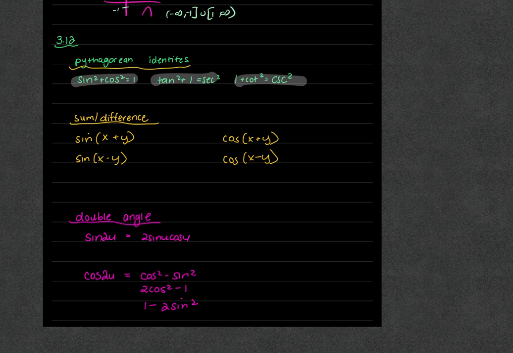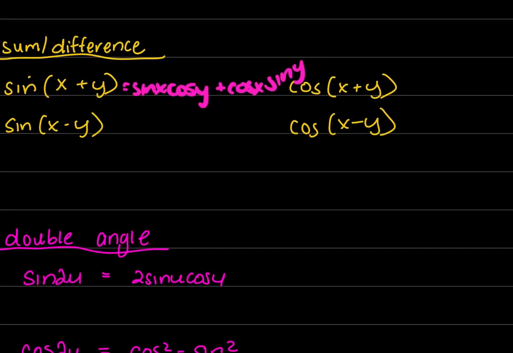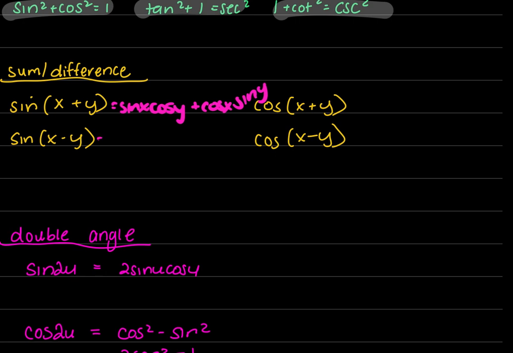So the pattern for sine is what? Sine, cosine, cosine, sine. So this would be sine of x, cosine of y. And the sign stays the same. Cosine of x, sine of y. So the sine of x minus y is sine of x, cosine y, minus cosine x, sine y.